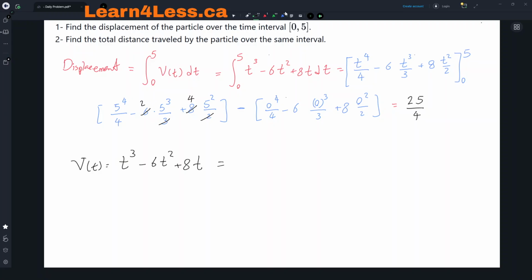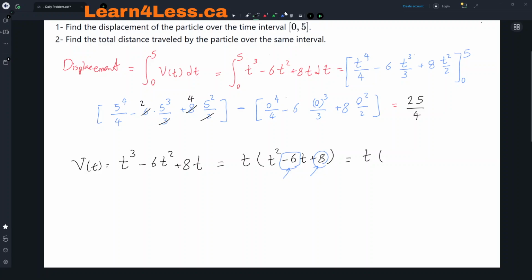Let me first factor it. First I will factor one t out from here. If I take a t out, I would get t squared minus 6t plus 8. And I see that I can factor this one further. I'm looking for two numbers which add to negative 6 and multiply to 8. Those two numbers can be negative 2 and negative 4.